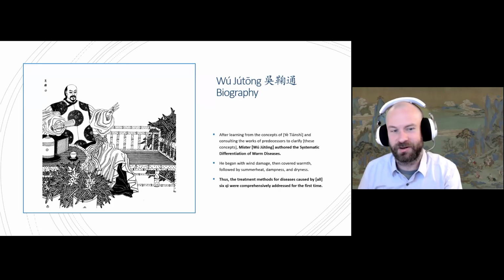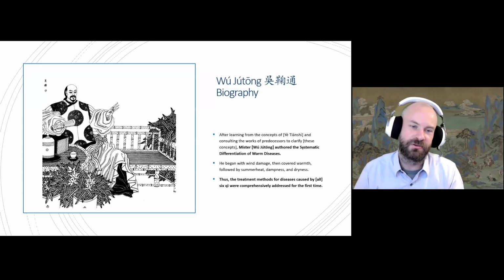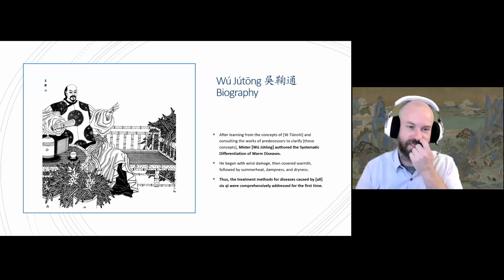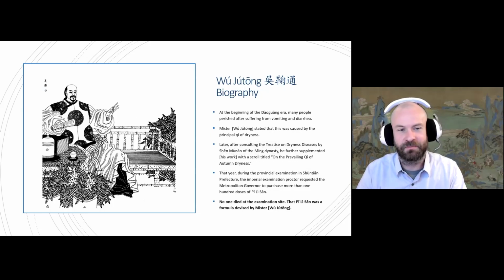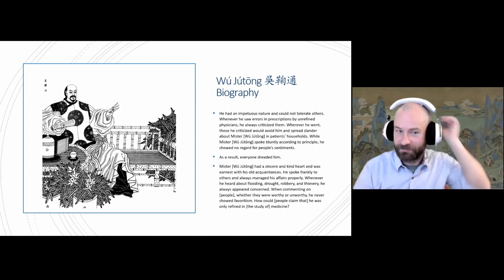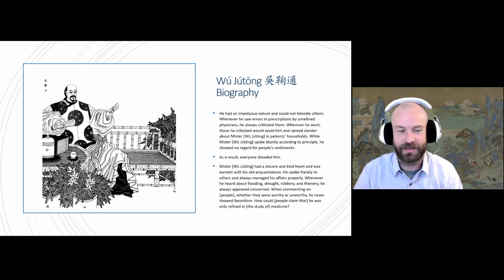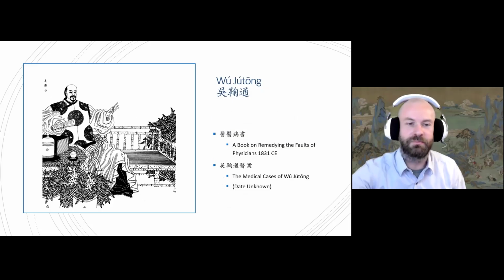So he basically said, after learning from Ye Tianshi, he created the systematic differentiation of disease, where he included all these different ones. And he goes, yeah, so we'll just continue that. But basically, he also said in his biography that he came up with a formula called Pili-san, which basically saved a whole bunch of people. And we don't need to read the rest of this. This is just in the book as well.